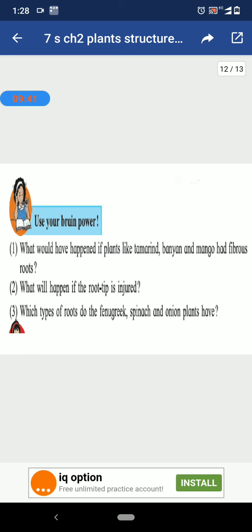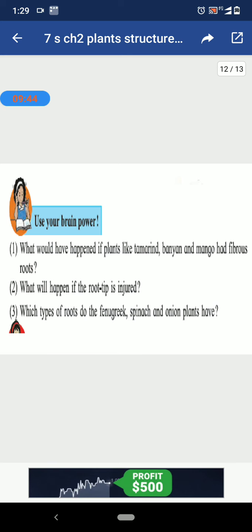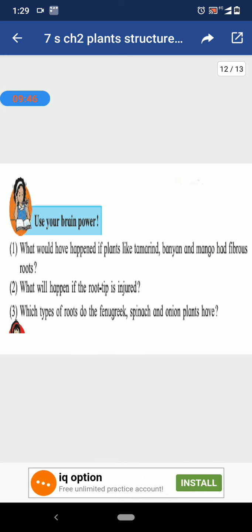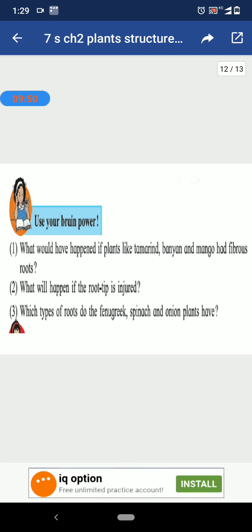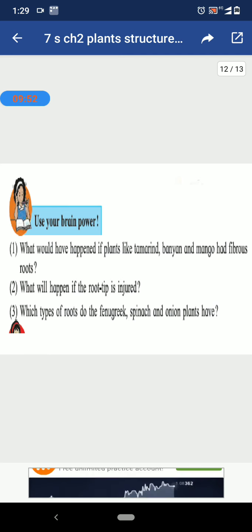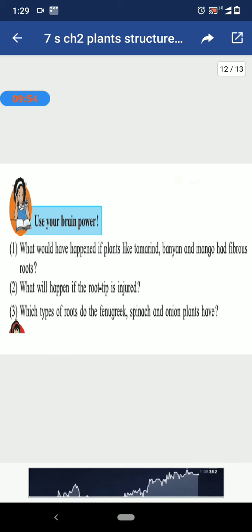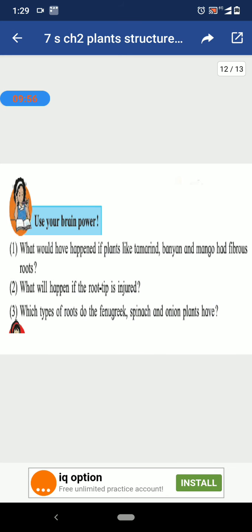When your mother brings fenugreek from the market, just observe this time. Fenugreek has a taproot, but it does not go deep into the soil. Spinach also has a taproot, which bears many secondary roots. In the case of spinach also, they do not penetrate deep into the soil. Some of these are seen growing horizontally in the soil. In spinach, the roots grow horizontally, which we call secondary roots.